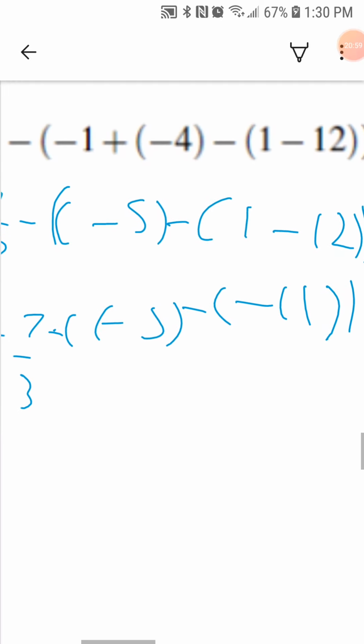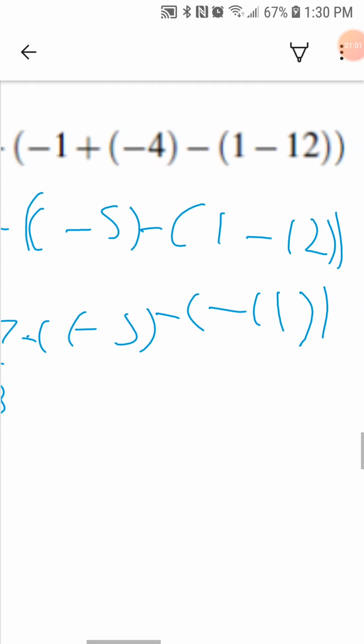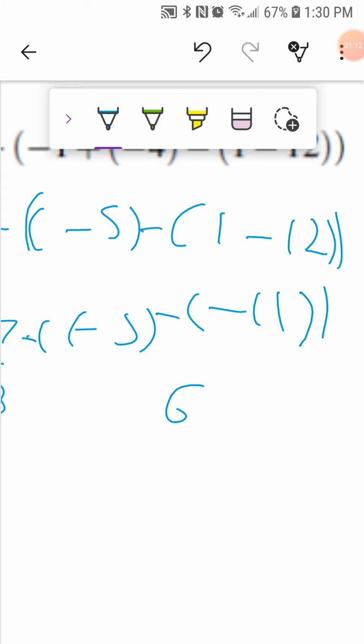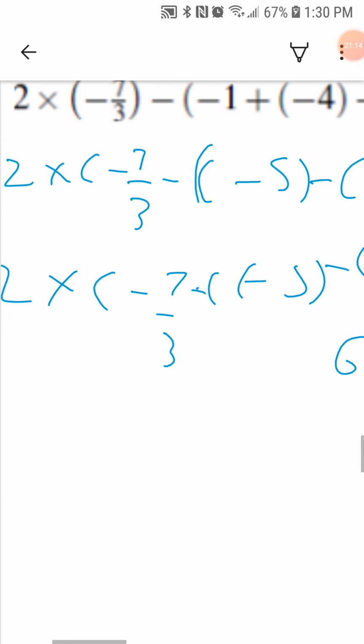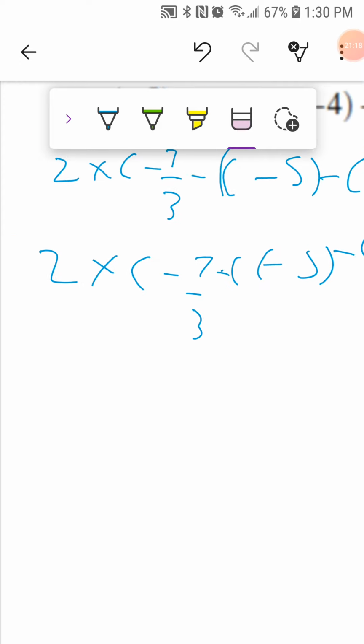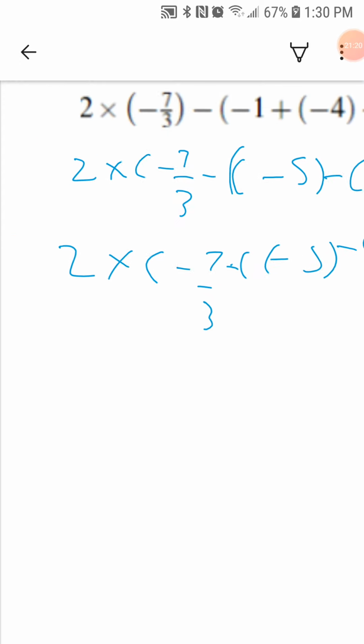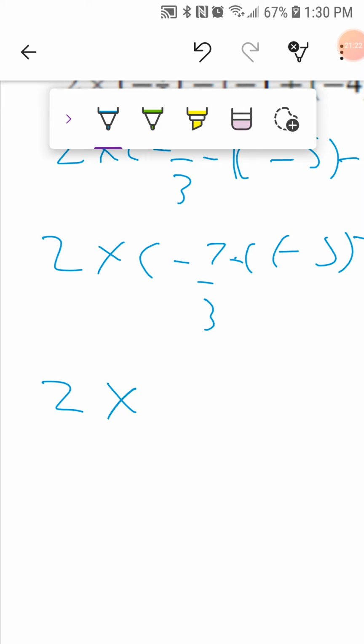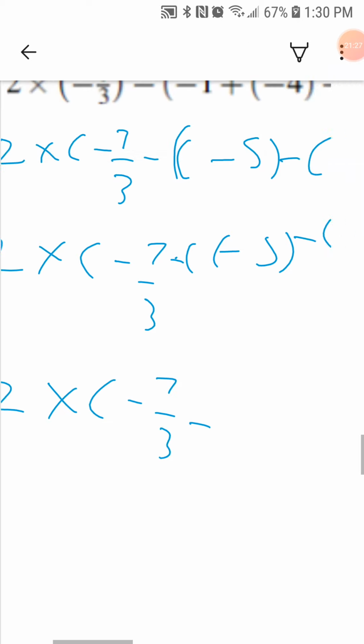So now we've got first off negative 5 minus negative 11, so that's plus. So take 5 off the 11, it's positive 6. So we get 6 out of that. So we end up with 2 times negative 7 of 3 minus 6.